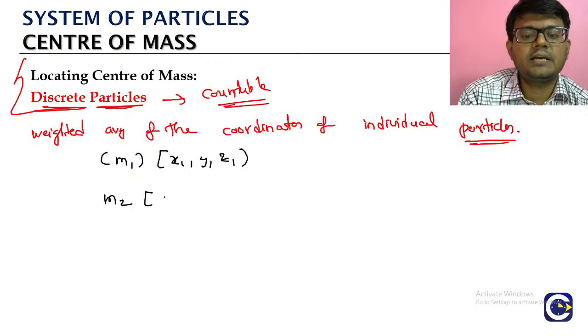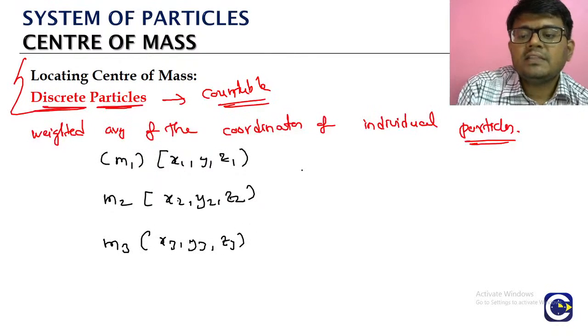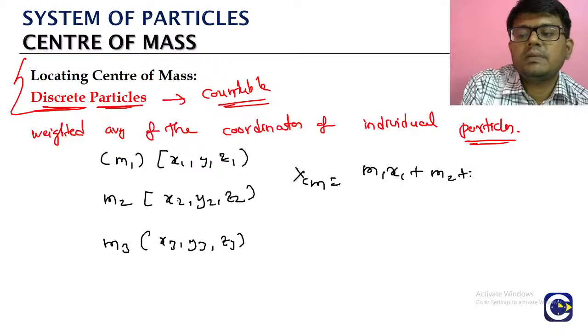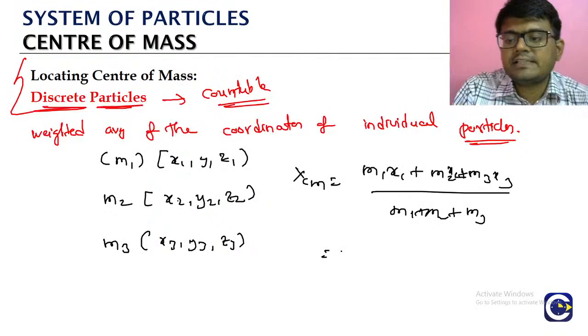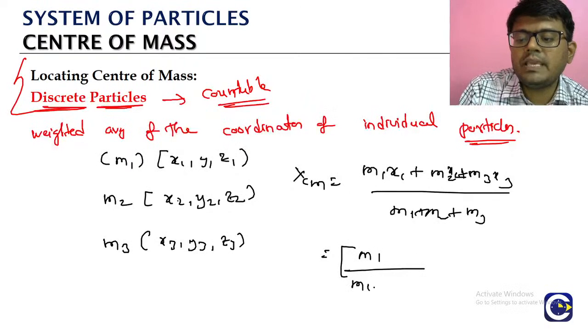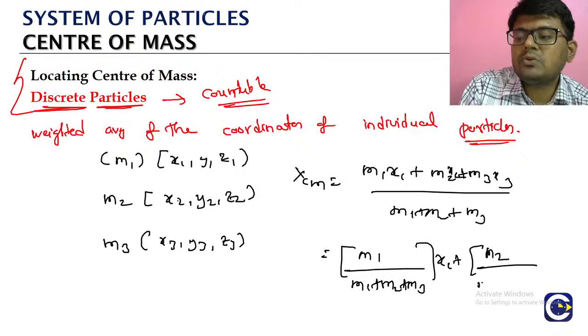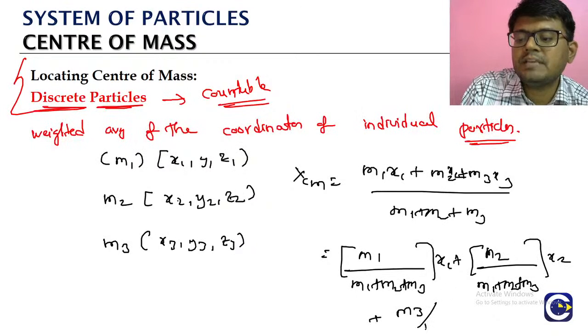We have another particle m2, coordinates x2, y2, z2. We have another particle m3, coordinates x3, y3, z3, like that. Then the center of mass x coordinate will be given by the weighted average: m1 x1 plus m2 x2 plus m3 x3 by m1 plus m2 plus m3. Just break the formula and see what it is like. m1 by m1 plus m2 plus m3 into x1. Then m2 by m1 plus m2 plus m3 into x2. Then m3 by m1 plus m2 plus m3 into x3.